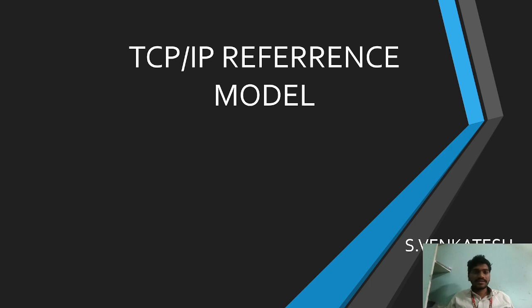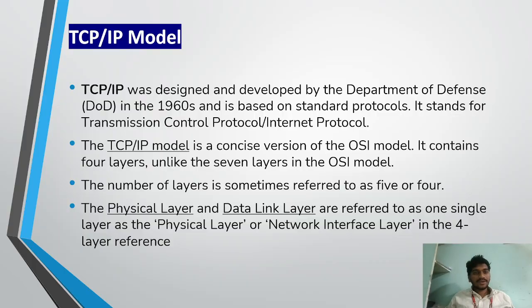Today we're going to discuss the TCP/IP reference model in computer networks. TCP/IP was designed and developed by the Department of Defense in the 1960s and is based on standard protocols. It stands for Transmission Control Protocol/Internet Protocol. The TCP/IP model is a concise version of the OSI model. It contains four layers, unlike the seven layers in the previous model.